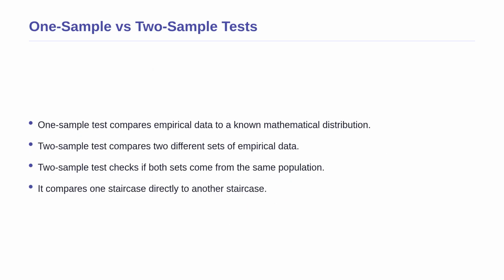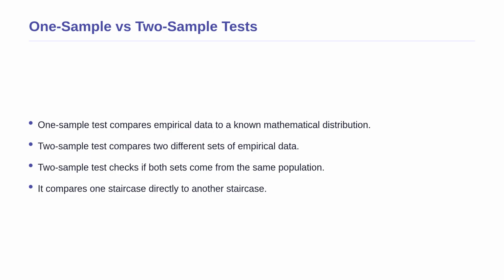Before we calculate this ourselves, you should know the KS test comes in two main flavors. The one-sample test compares a single set of data against a specified, known mathematical distribution, like checking if test scores follow a perfect normal distribution.